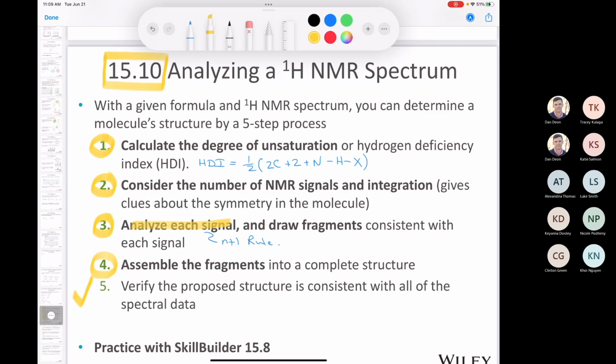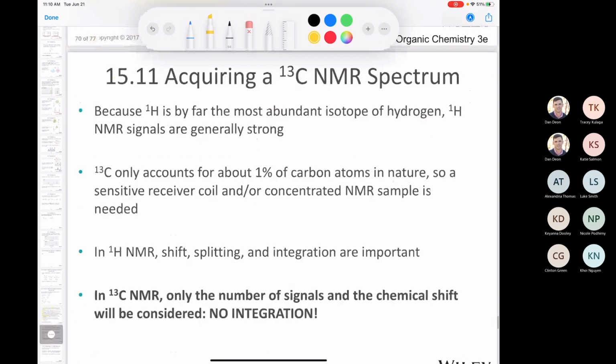If you go all the way back to the beginning of this chapter, what I said was you can run an NMR spectrum on any kind of nucleus that possesses nuclear spin. But in this class, we're concentrating on protons, and we're also going to take a look at carbon-13. Now, we know that protium, or hydrogen-1, is the most abundant isotope of hydrogen by far. The others are deuterium and tritium. Since protium is the most abundant isotope of hydrogen, the proton NMR signals are generally speaking going to be very strong.